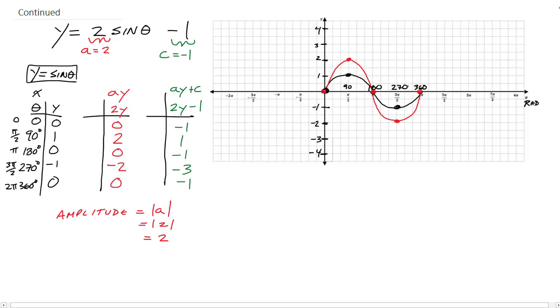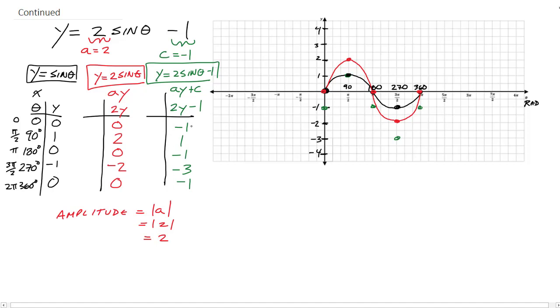All right, let's draw the final graph. So let me just write down what this graph is. This graph would just be y equals 2 sine theta, or 2 sine x. Now the final graph includes all the transformations. Y equals 2 sine theta minus 1. So what are we going to do? Shift everything down 1. So all that happens is we go down 1. This guy's going to move down 1. This one's going to move down 1. This red point's going to move down 1 and down 1.